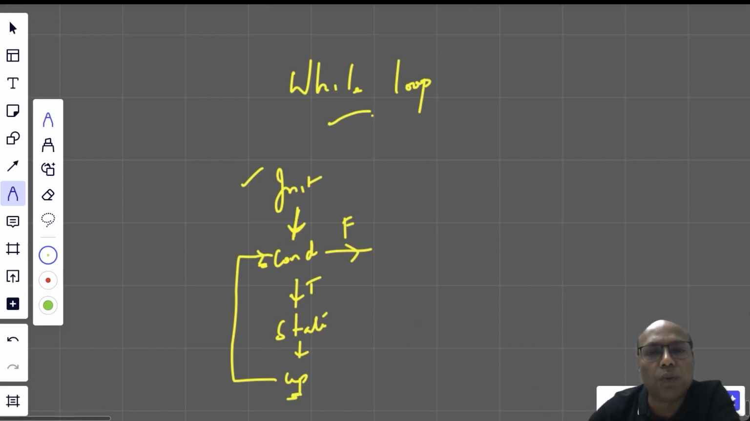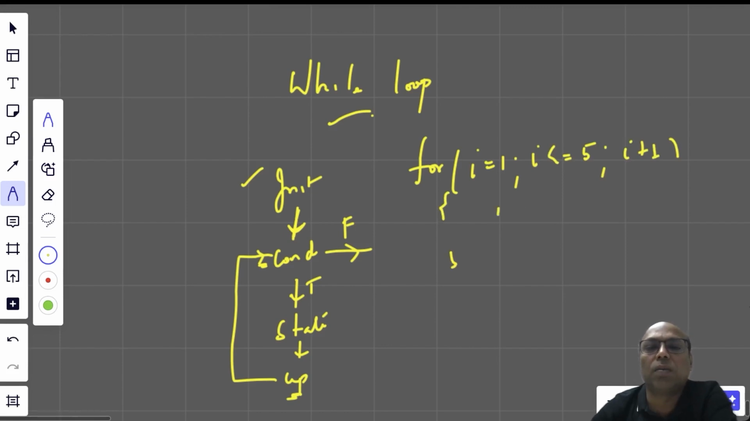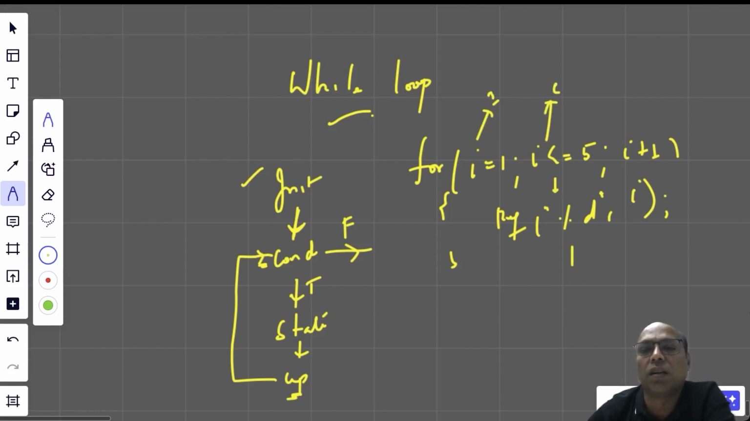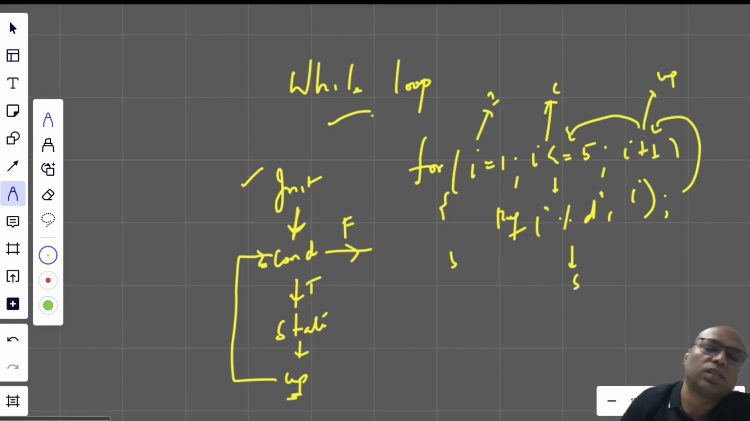Now, in a for loop, what has happened? In a for loop, you have for (initialization; I is less than or equal to 5 is a condition; I plus plus), and you write your statement printf("%d", I). This is your for loop. This is your initialization. This is your condition. After the condition, it comes to execute the statement. After the statement, it goes to the updation. After updation, again it goes back to the condition. That's what we said.